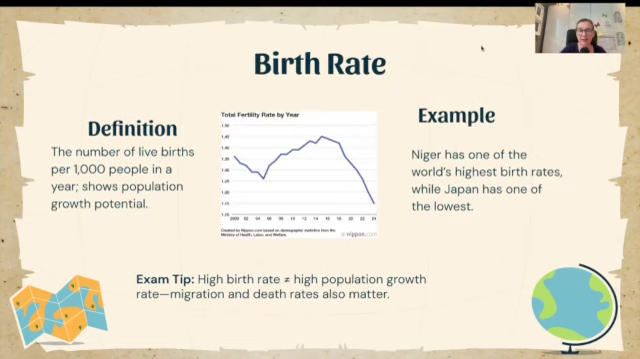Birth rate. The definition is the number of live births per 1,000 people in a year. It shows population growth potential. For example, Niger has one of the world's highest birth rates, while Japan has one of the lowest. Here's an exam tip. High birth rate does not equal high population growth rate. Migration and death rates also matter.